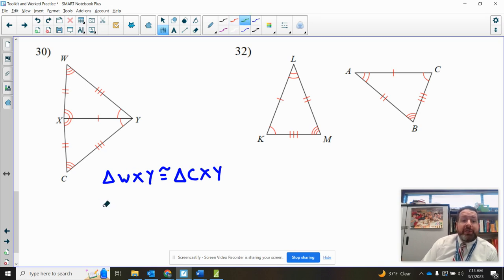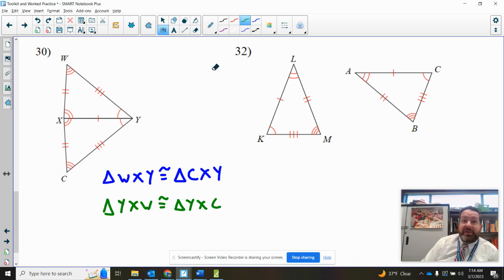Here's another one. Some people like to just go in the order of the angle marks. 1, 2, 3. That'd be Y, X, W. Do the same thing then on the bottom. 1, 2, 3. So Y, X, C.